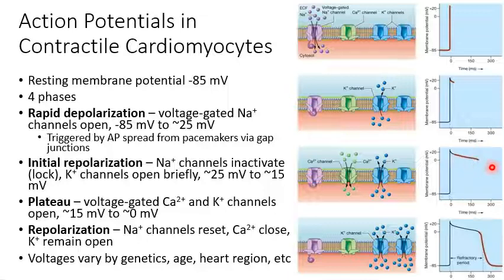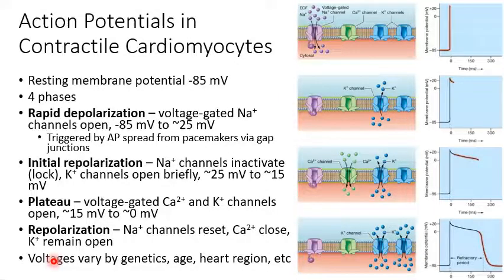Right, so this phase is by far the longest phase of the action potential in contractile cardiomyocytes, and you don't have a lot of change in the membrane potential for all that time. You're just going from around 15 millivolts to around 0 millivolts by the end of the plateau phase. And the plateau phase is very important for the function of the heart, as we're going to talk about just on the next slide. So after the plateau phase is over, you go into the repolarization phase.